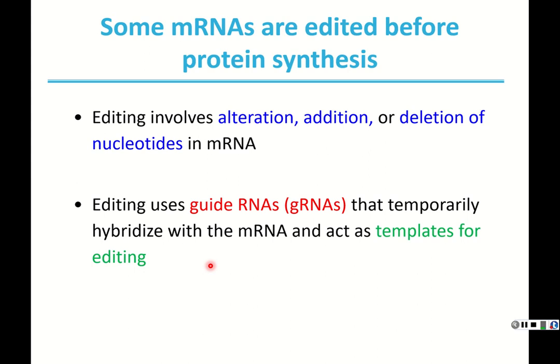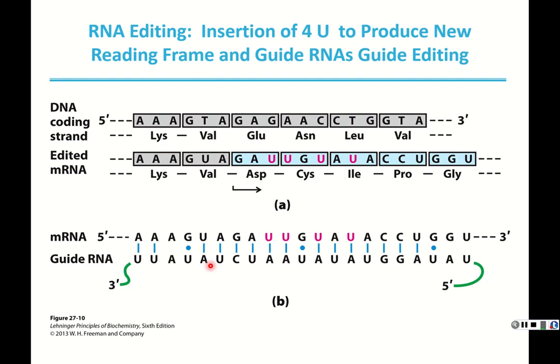So here's a way that we can make this process more complicated than it already is. If you have an editing here, this is our messenger RNA, and our guide RNA would bind to that and hybridize, and then at certain points it's going to change and insert different nucleotides in that messenger. Okay, not something that we're really going to focus on in this class, though.